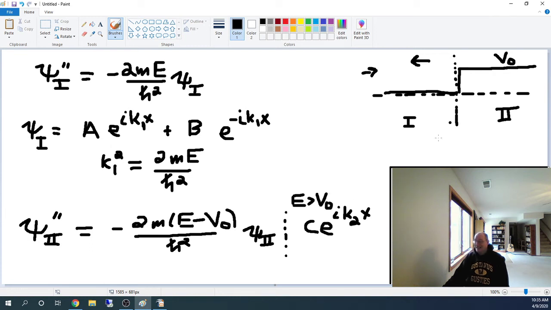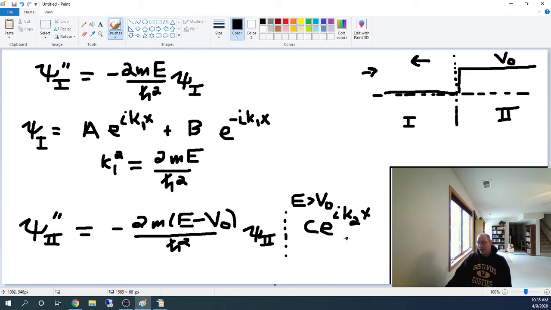If E is less than V0, then this quantity in parentheses will be negative, which means that this overall thing would be positive. So now that's a fundamentally different sort of differential equation. The second derivative is equal to a positive constant times psi. And now the solution of that is actually an exponential. Okay? So that's a little bit different situation.